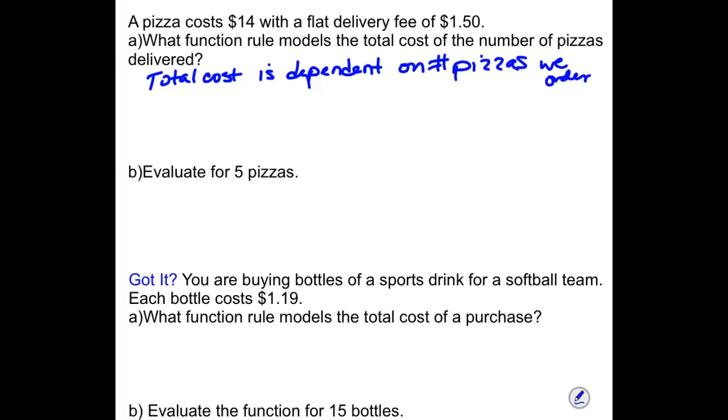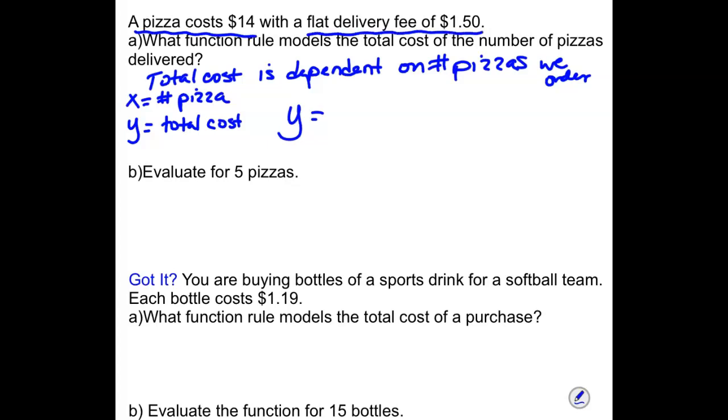Okay, so I'm going to let x equal the number of pizzas, and y is going to be my total cost. Okay, so x is the independent, y is the dependent. Total cost depends on the number of pizzas. So let's represent our total cost. It says it's $14 for every pizza, and we have a flat delivery fee of $1.50. So we're going to spend $14 for each of our pizzas that we buy, plus we're going to pay an extra $1.50 for them to deliver. Okay?